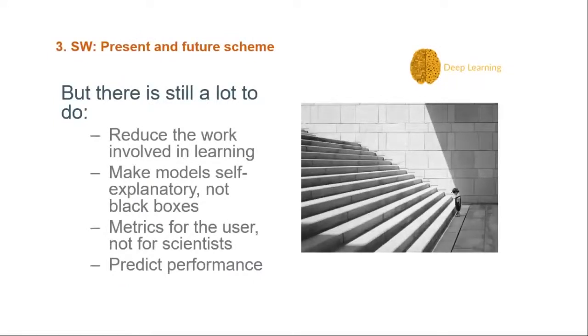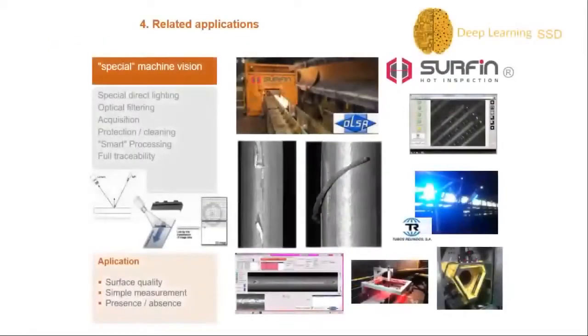We must reduce the work involved in learning. You probably know that labeling is hard work. We must make models self-explanatory, not black boxes. We can have confidence in an expert, but if the expert is not human, we need more, and not black boxes. And we need metrics for the user, not for scientists. We need to measure how good the system is in real conditions, and in some way predict performance before starting to work on it. And with all this in mind, there are a lot of related applications.